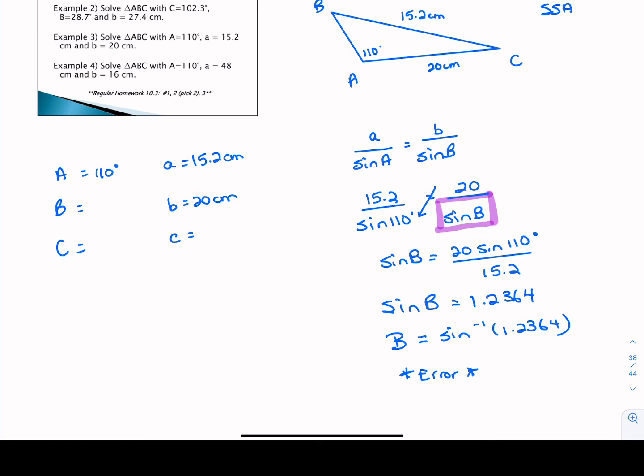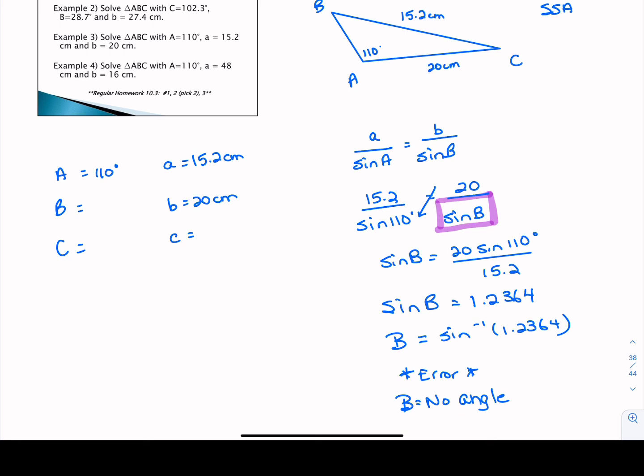But let's look closely at the type of triangle we're drawing and how the measurements were given to us. See if we can find out why this is actually giving us an error. There's actually no angle here, so no angle exists with that ratio. So let's do a little bit of digging and see if we can't explore why.